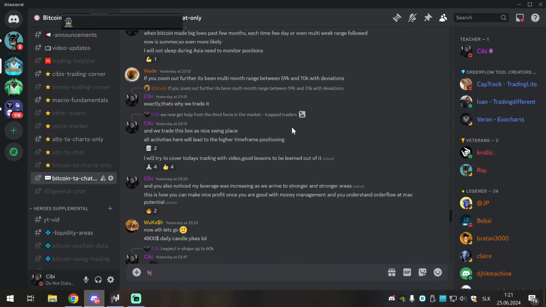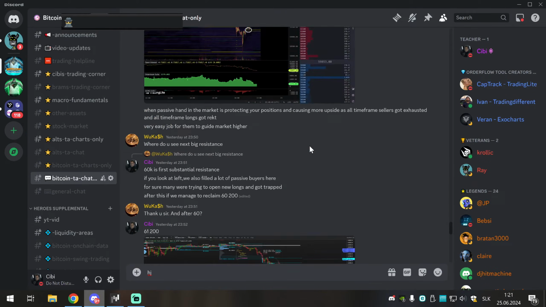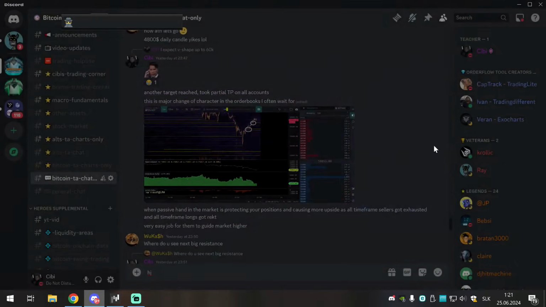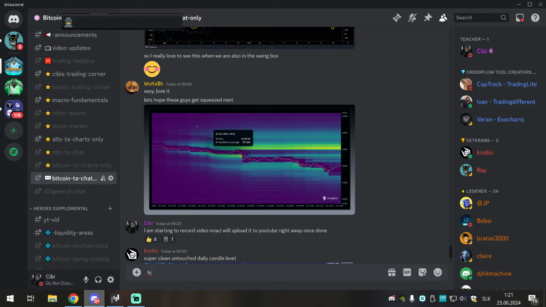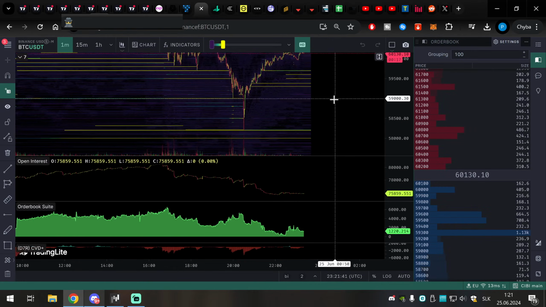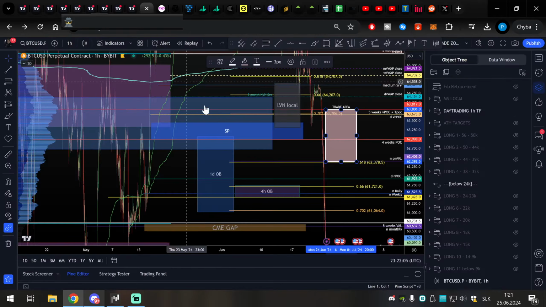Let me scan if I have another post I was posting here. So I was warning about these walls. That's it. Okay, so Discord is done. We can now go into the general analysis.